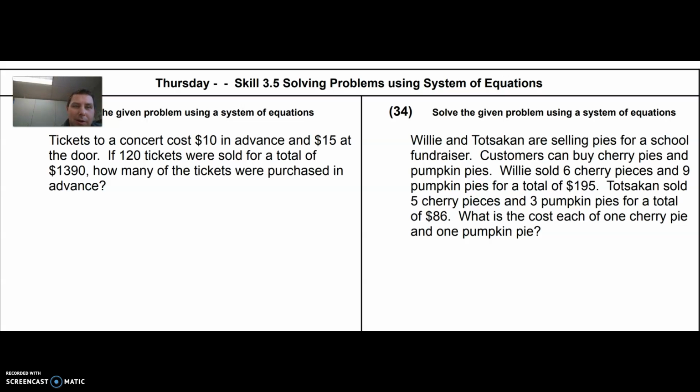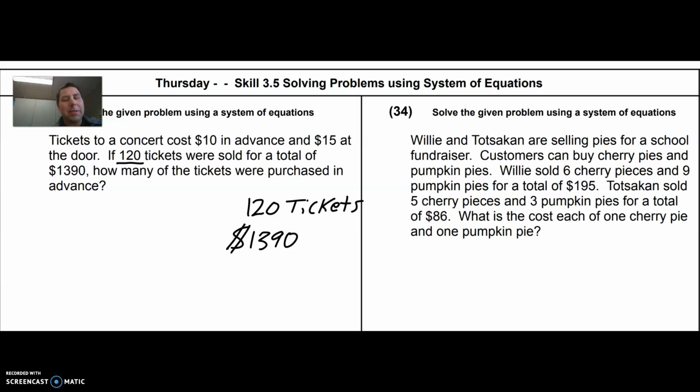So where to start? We're trying to figure out what combination of advance and door tickets we have. In order to find that, we need to look at what we're constrained by. Well, they've told us that there's 120 tickets. They've also told us that those tickets were sold for a total revenue of $1,390. So now this is where we need to come up with the two equations. We need an equation for the tickets and an equation for how much we earn.